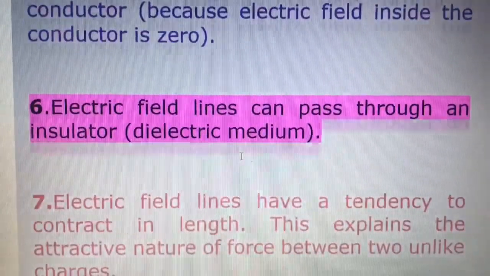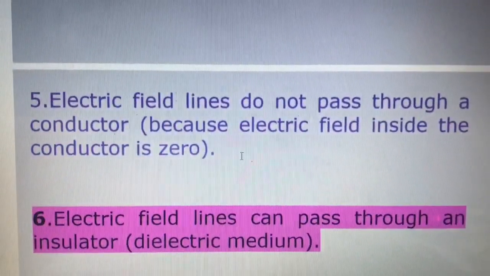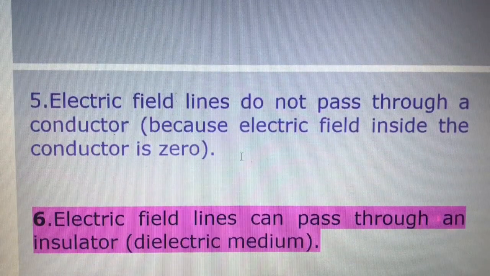And the fifth property is the electric field lines do not pass through a conductor.